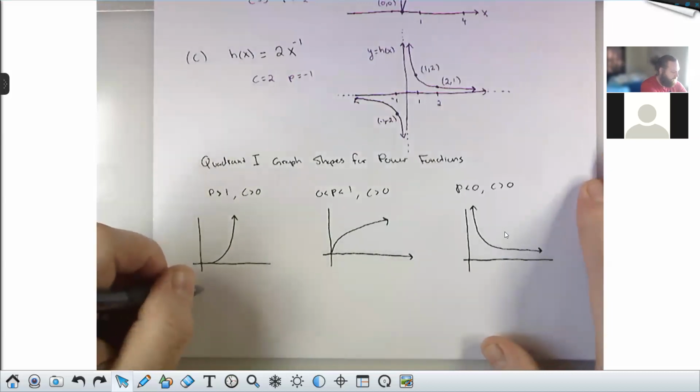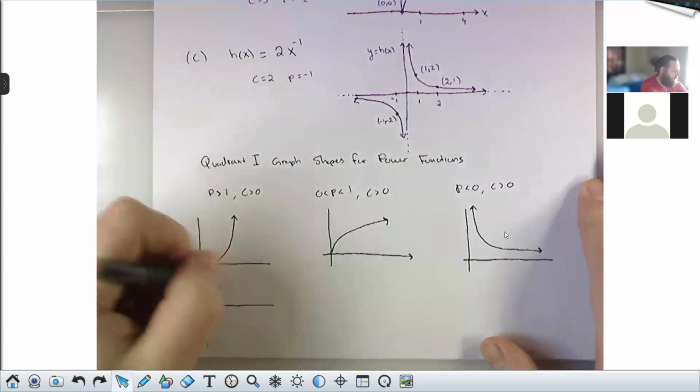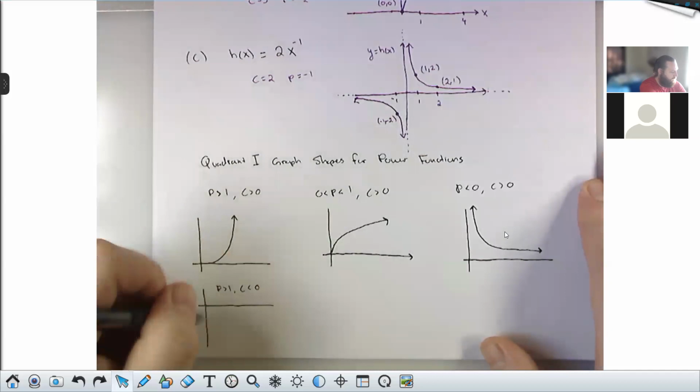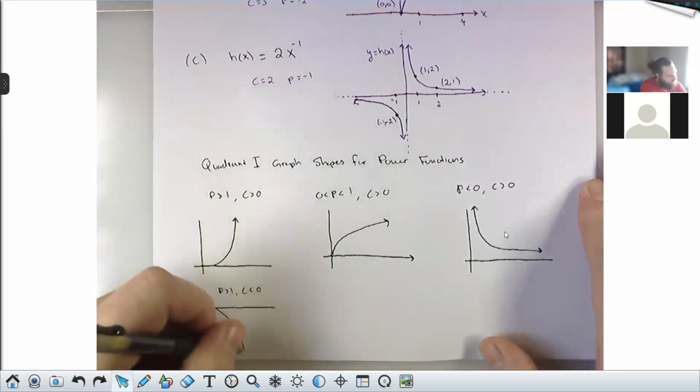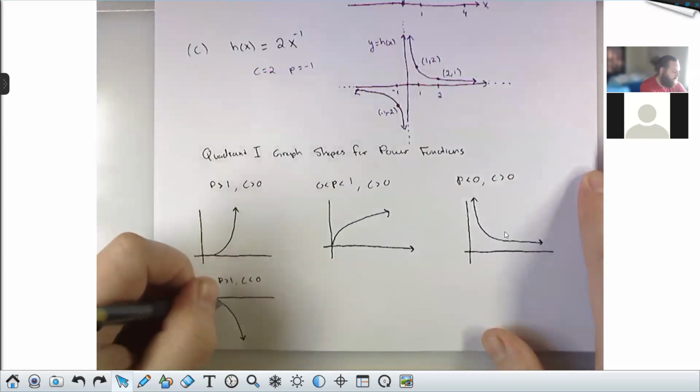Tuck those in here. If p is greater than 1 and c is negative, then it's the same sort of thing, just going down like this instead, just flipped over vertically.